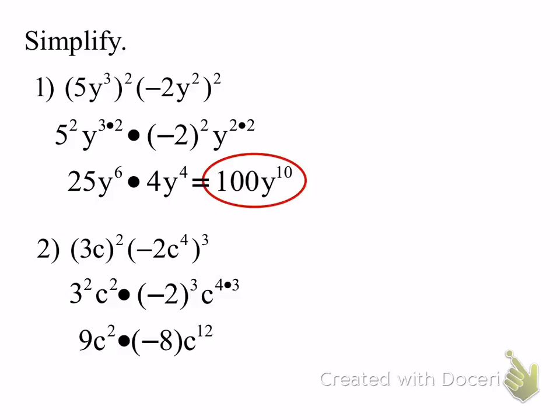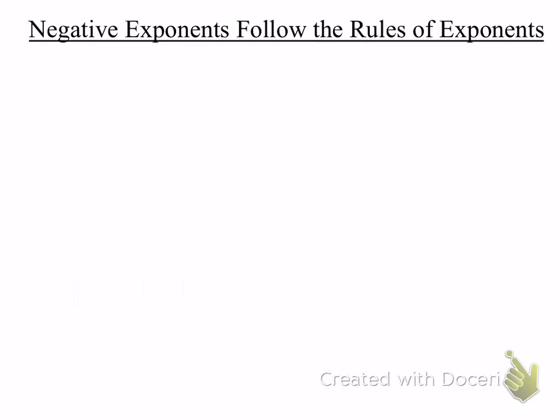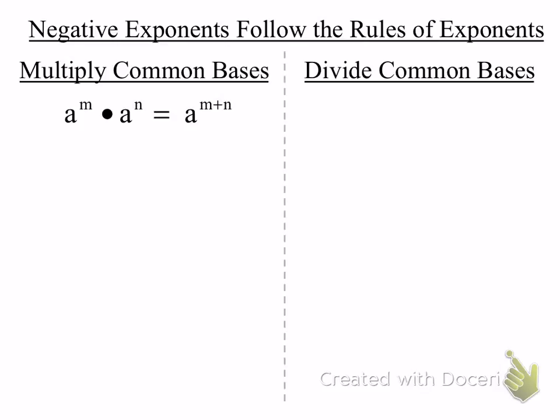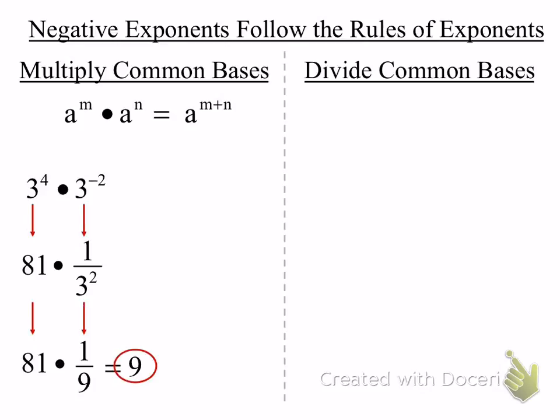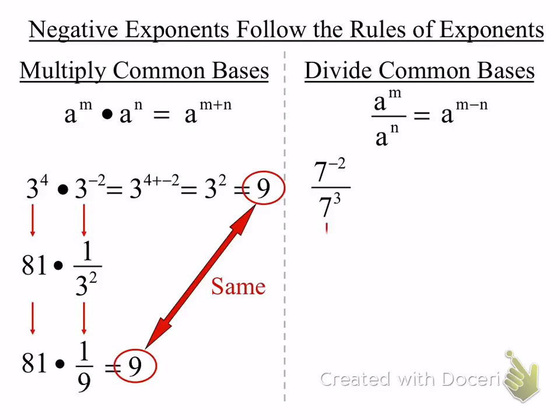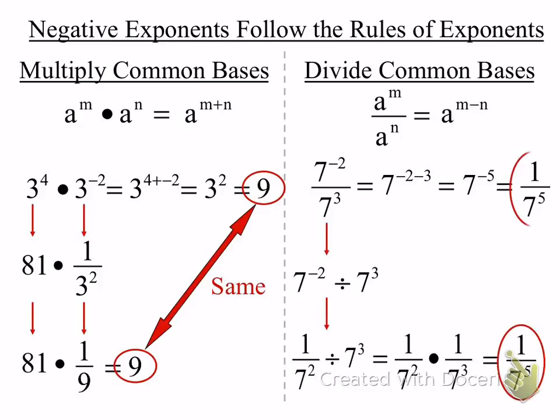So then you would multiply 9 times -8, then c to the second power plus 12, what's the 12th power, and that is? -72c to the 14th power. Good. Okay, questions? All right, you guys feel okay about this? We're going to skip the negative exponents because we don't really need it right now. We will come back to it, however.